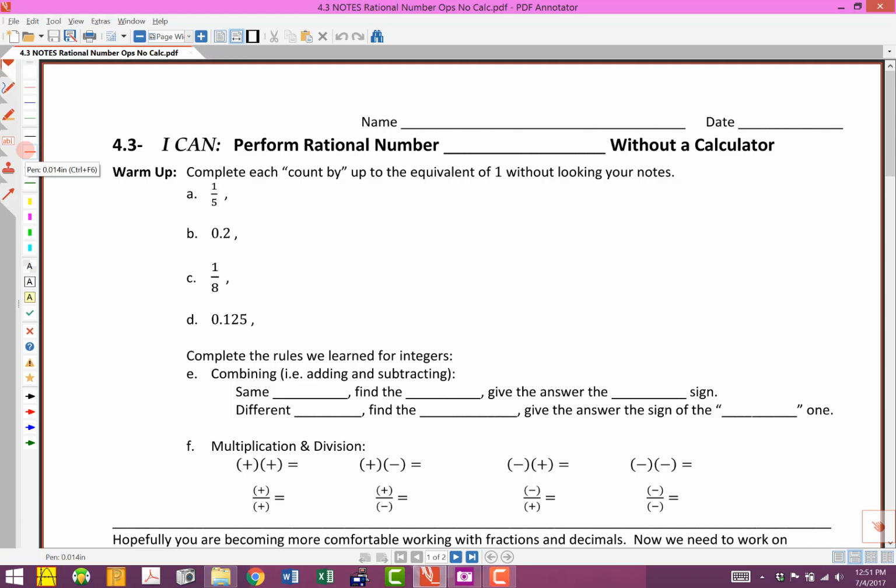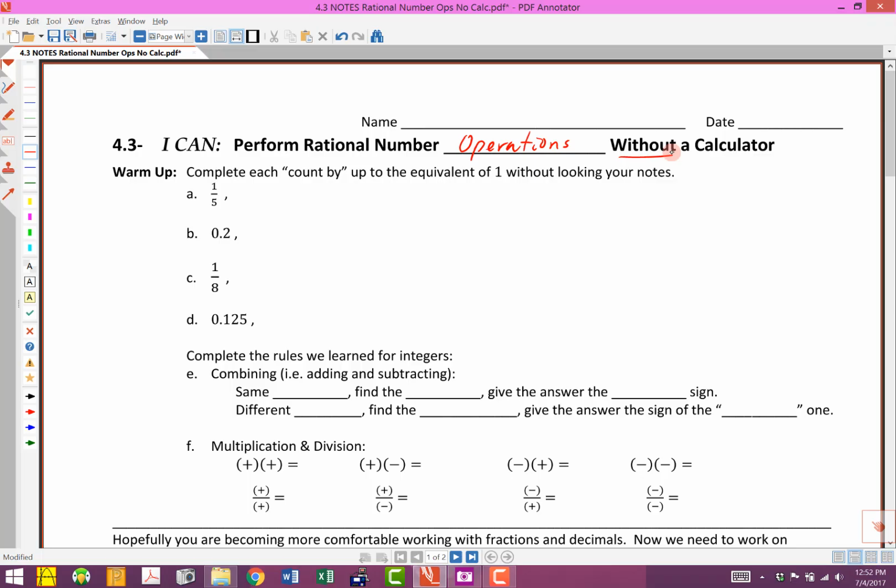Now that we're familiar with rational numbers, it's time to start performing some operations. So that's what this section is about. The I can statement for section 4.3 is: I can perform rational number operations without a calculator.